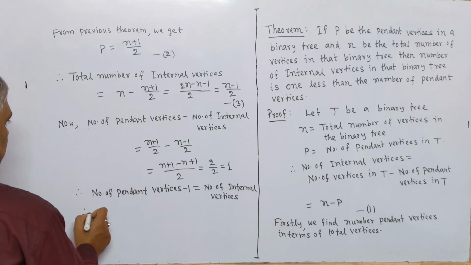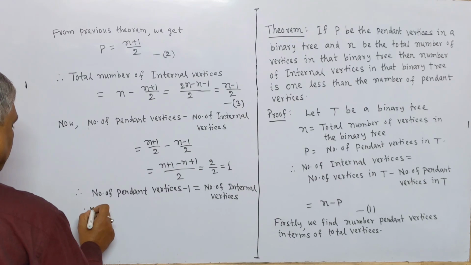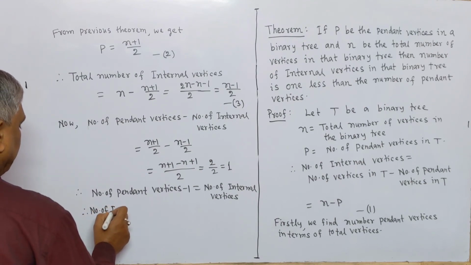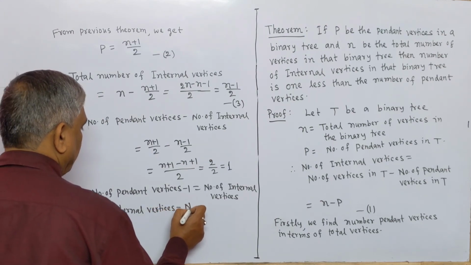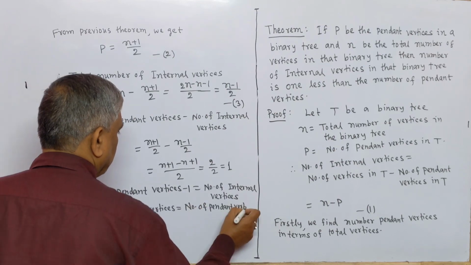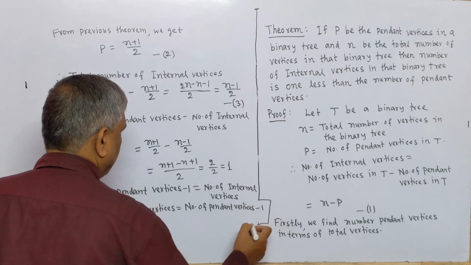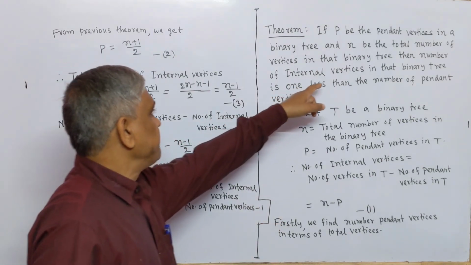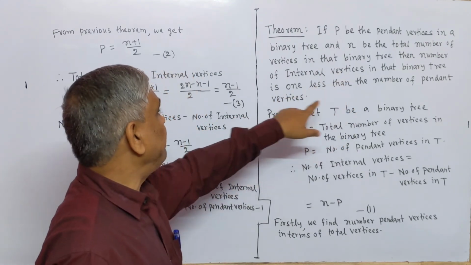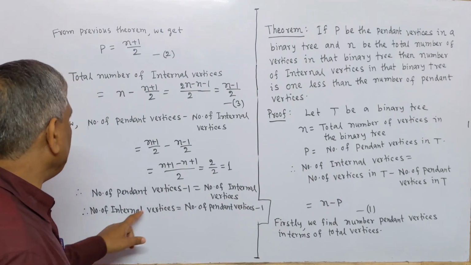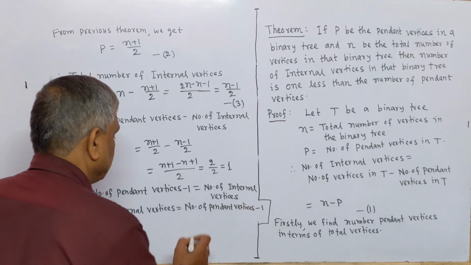Therefore, we may write this on the left side and this on the right side. Number of internal vertices equals number of pendant vertices minus 1. Therefore, the number of internal vertices in that binary tree is 1 less than the number of pendant vertices. Proved.